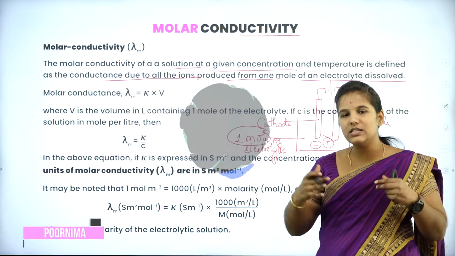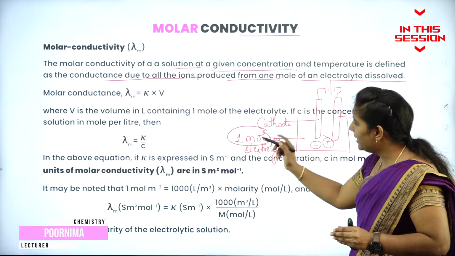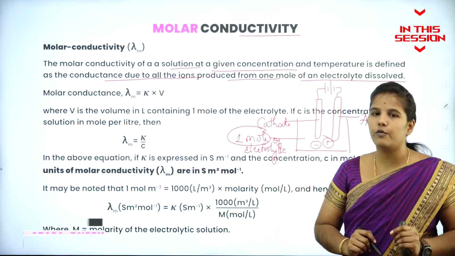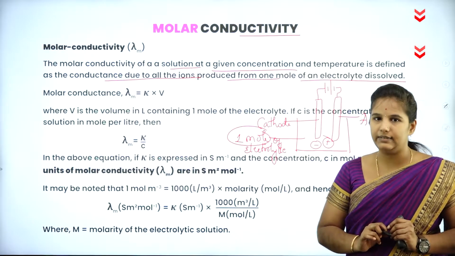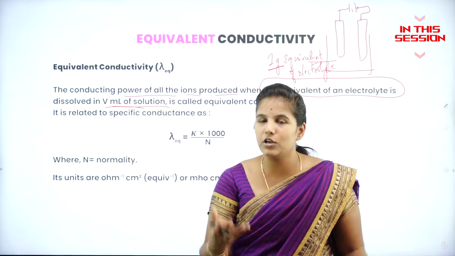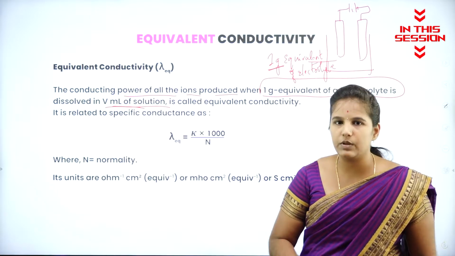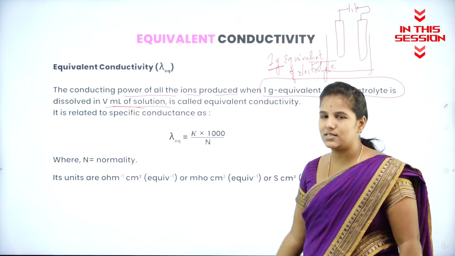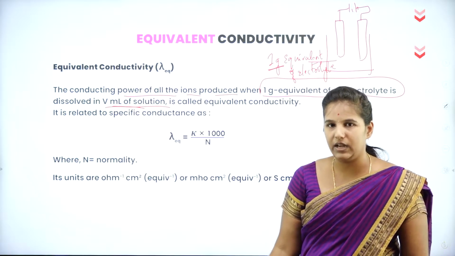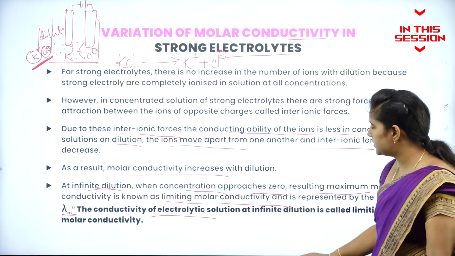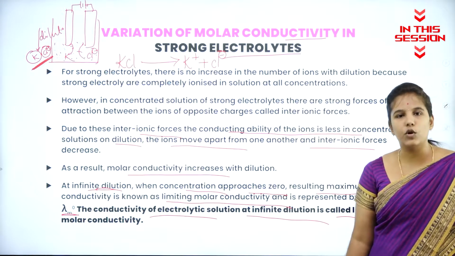The conductance is due to all the ions which have been produced by dissolving only 1 mole of an electrolyte. That is known as molar conductivity. The ions which have been produced from 1 gram equivalent of electrolyte will be responsible for conducting the electricity. Hence it is known as equivalent conductivity. Conductivity of an electrolytic solution at infinite dilution is known as limiting molar conductivity.